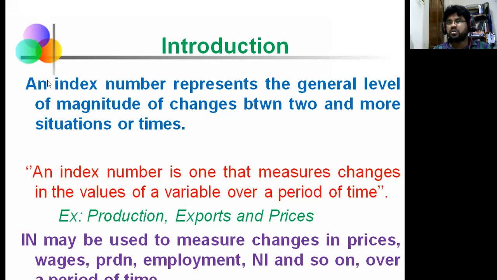And index number may be used to measure changes in prices. If you take wages also, company to company, area to area, region to region, production to production, unemployment, and national income, the NI, and so on. In our economy, there are a number of variables. So generally, we need to measure how much changes in a particular variable. So we can use index number over a period of time, for the time 2000 to 2020, or 2015 to 2020, or 2014 to 2020. So we can use this kind of index numbers in our economics.